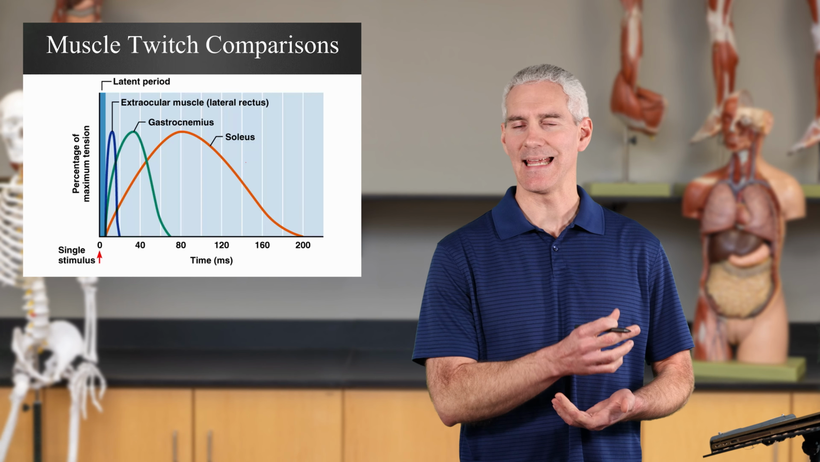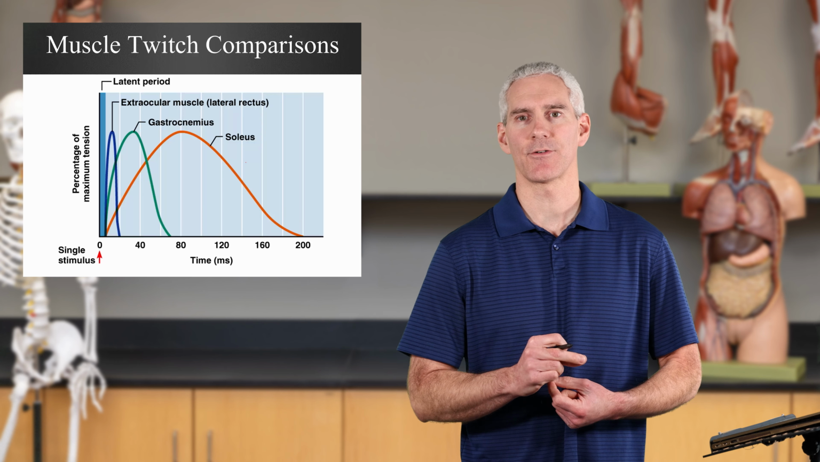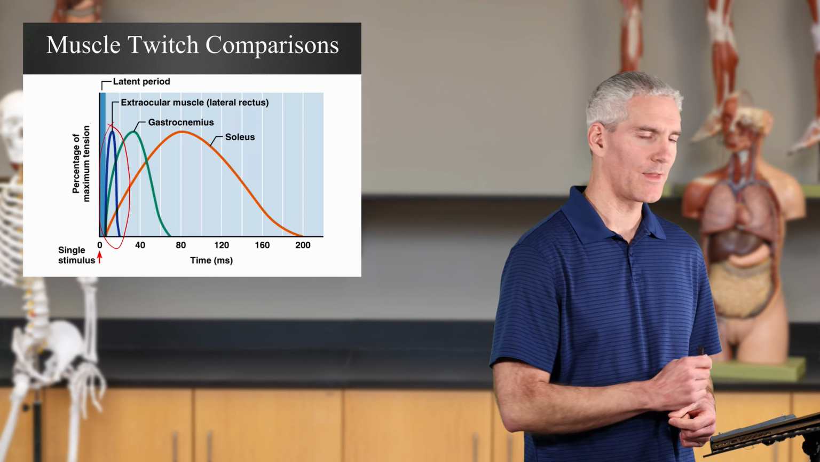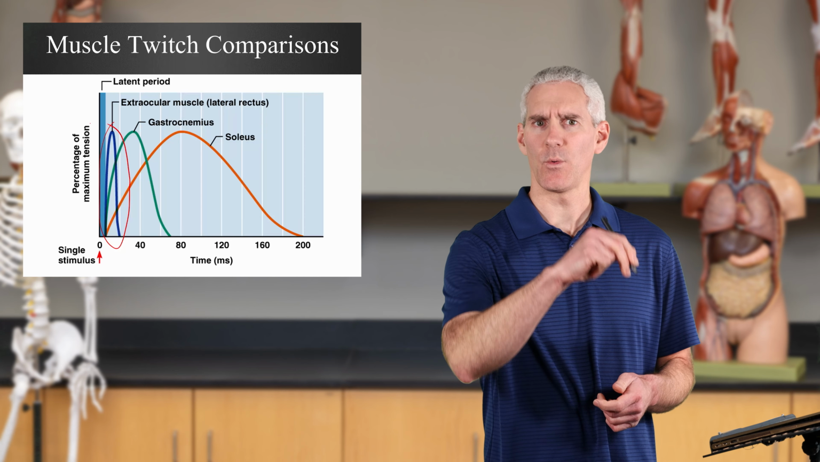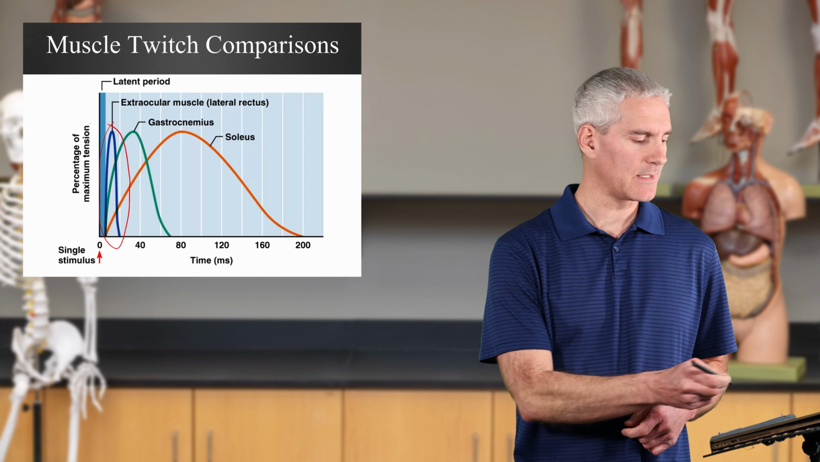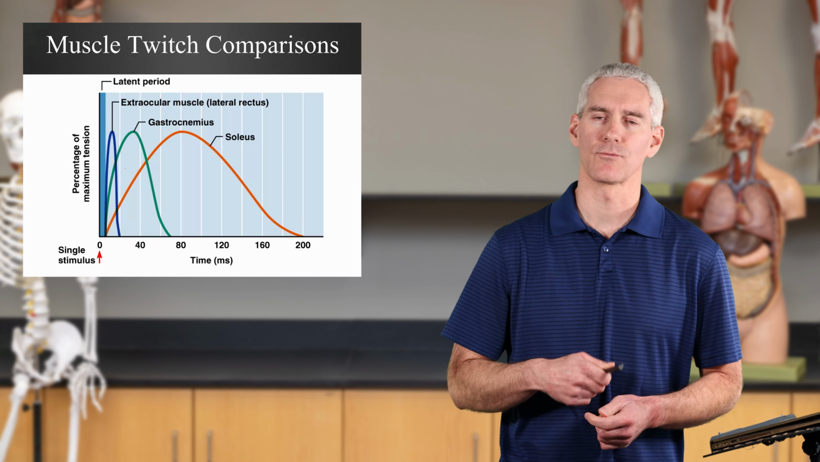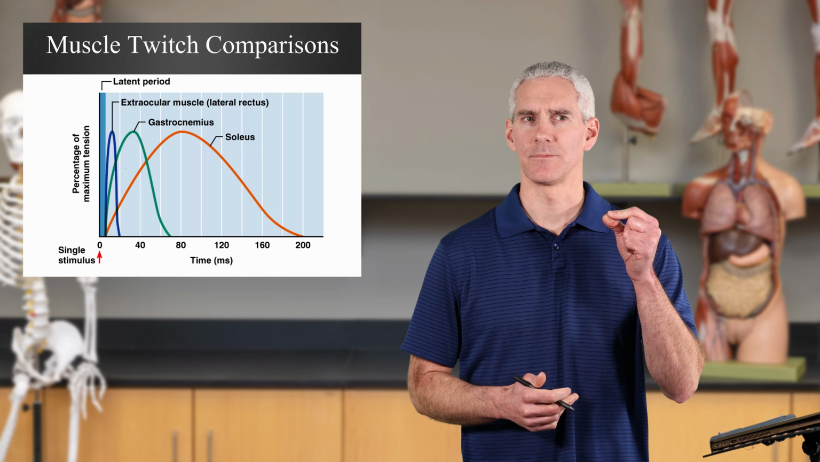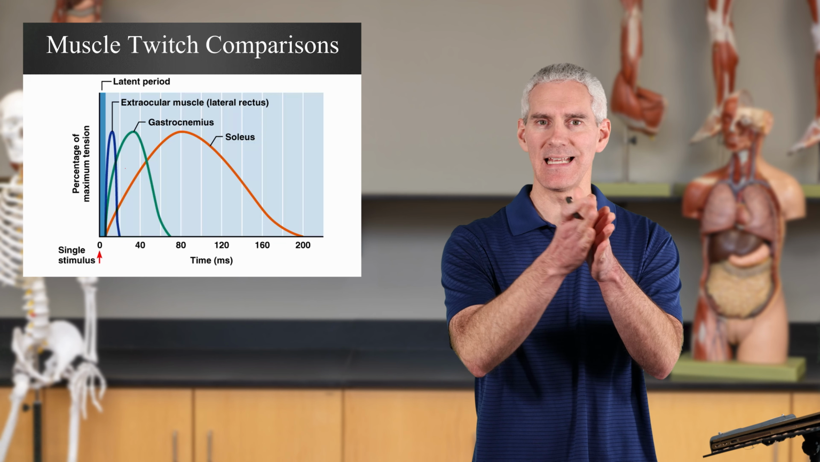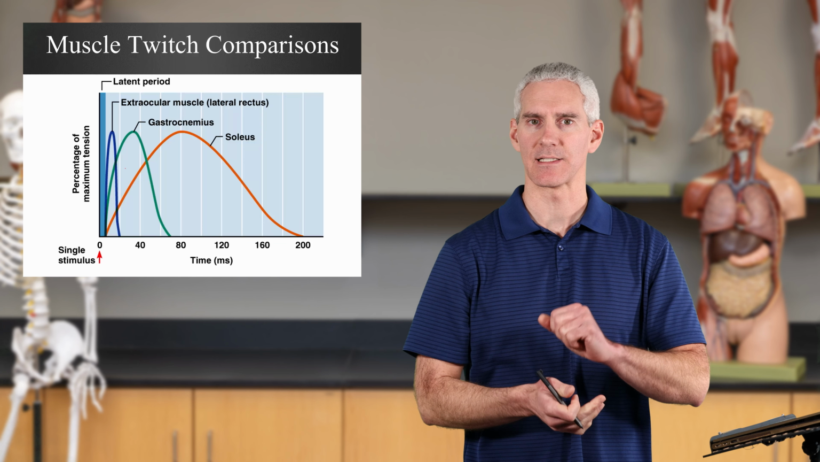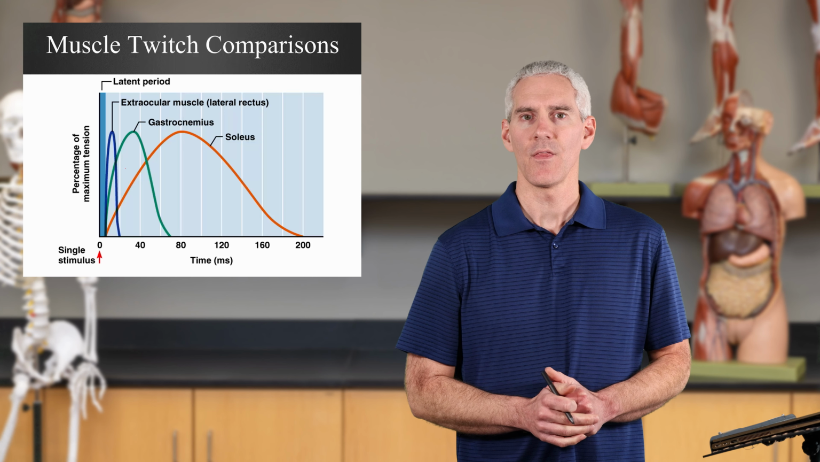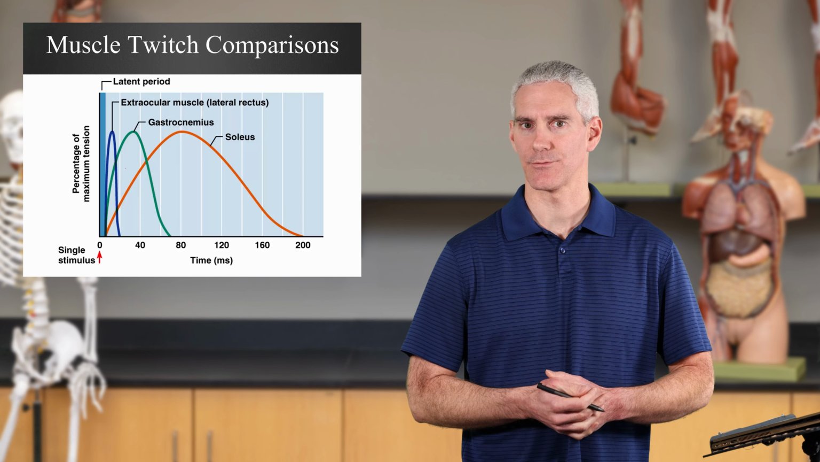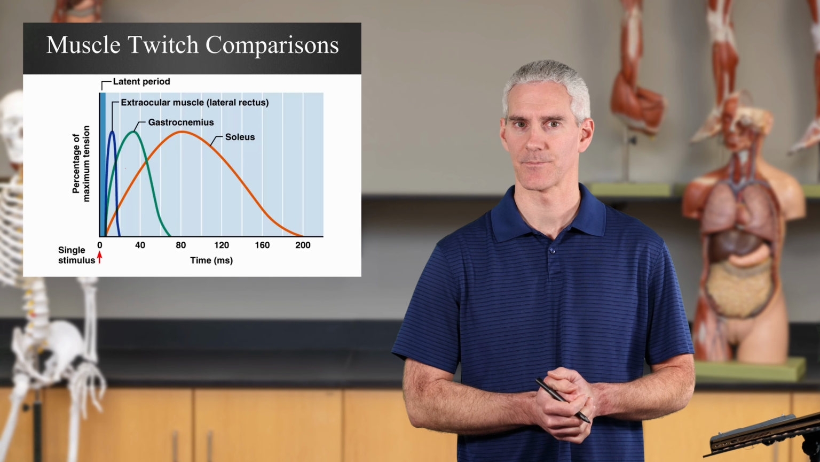Now here we have the individual twitches of 3 different muscles of the body. This first one over here, if you notice, the one that's dark blue, that's really quick up and down. That's because that is going to be the lateral rectus muscle of your eye. Think about your eye. How it seems to be instantaneous. You can focus on different spots, different places. That's because it's very precise and a very fast response, a very fast twitch.